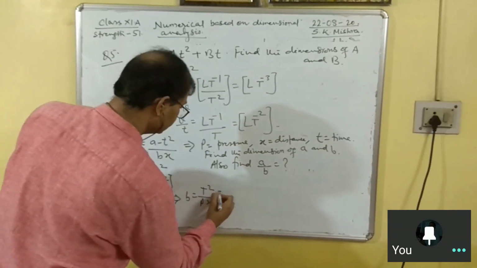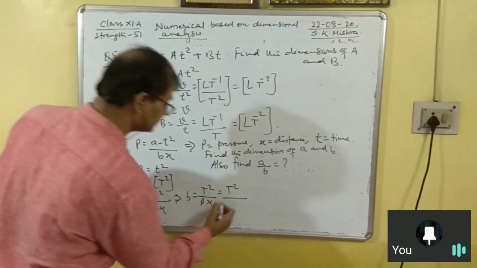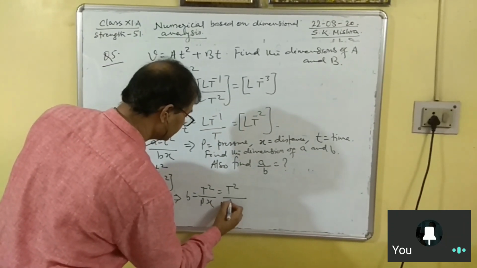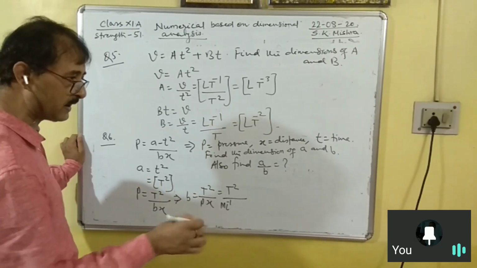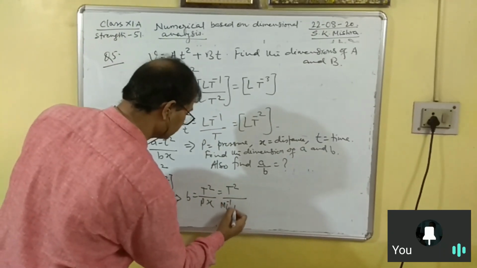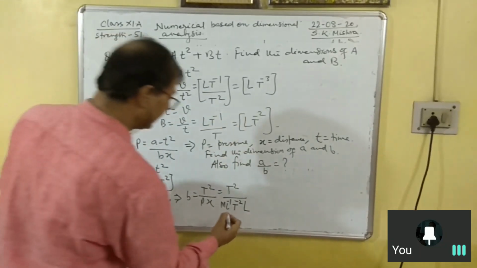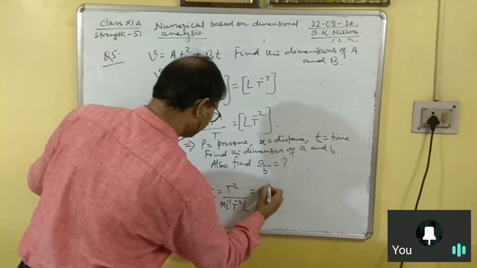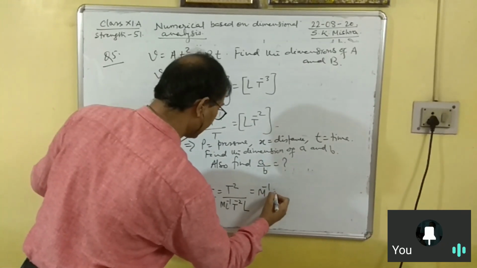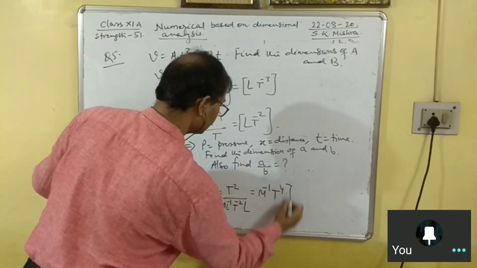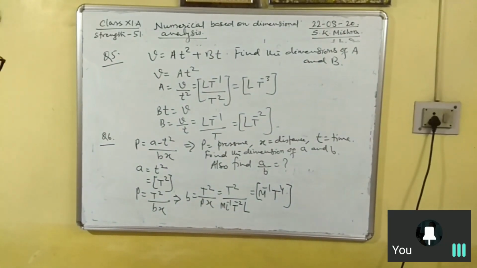This is T square divided by pressure. Pressure can be written as force by area. Force is MLT^-2 by L square. So this is ML^-1 T^-2. Am I right? For pressure, and this is L. So finally you are getting M raised to minus 1, then L will cancel out, then T raised to 4 is for B. Now tell me what is A by B.